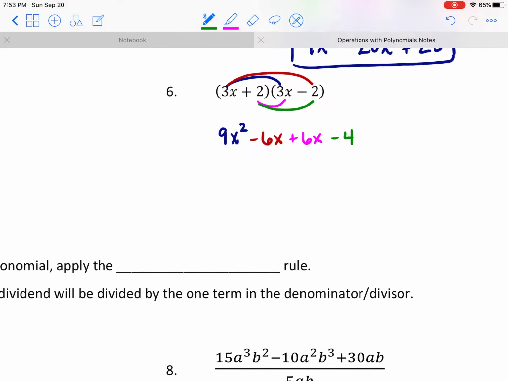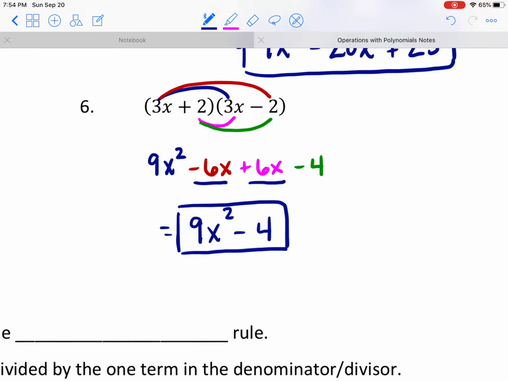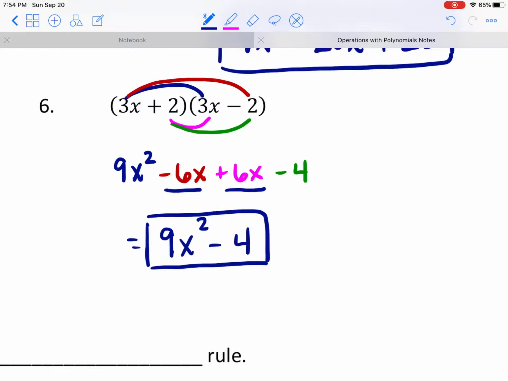Then I combined the ones in the middle. But on this one, what happens when I combine these terms in the middle? What happens with a negative 6x and a positive 6x? They're going to cancel. And so all we're left with is the 9x squared and the minus 4. And that is my quadratic binomial answer. So why did that happen on this one? Why did those middle terms cancel?